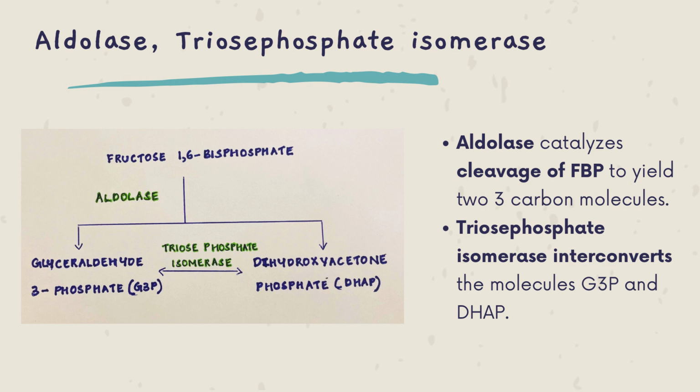Dihydroxyacetone phosphate and glyceraldehyde 3-phosphate are isomers of each other. So the enzyme triose phosphate isomerase rapidly interconverts the molecule. Glyceraldehyde 3-phosphate is the only molecule that will continue in the glycolytic pathway. So all of the dihydroxyacetone phosphate molecules that are produced are acted on by the enzyme triose phosphate isomerase, which reorganizes dihydroxyacetone phosphate into glyceraldehyde 3-phosphate so that it can continue in the glycolytic pathway. At this point of glycolysis, we have two 3-carbon molecules.